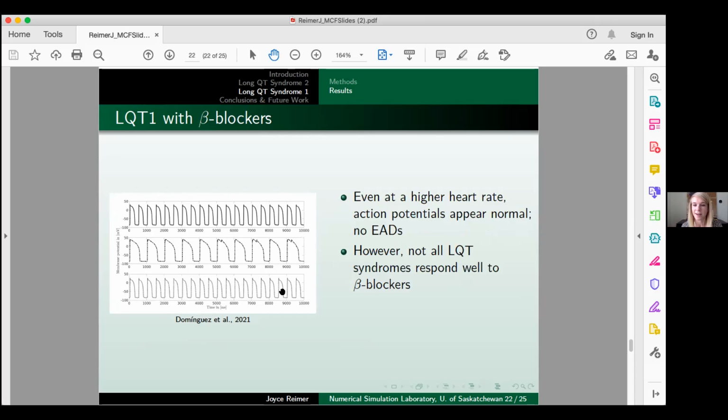So for both long QT2 and long QT1, we were able to simulate symptoms, triggers, and treatments. This is significant because not all LQT syndromes will respond well to the same medications. Even within a type of long QT syndrome, there are several different mutations that may all have particularities and respond differently to different treatments. So in doing these sorts of simulations, we can start to explore those particularities and perhaps determine what the best treatment is for a patient's specific type of long QT or their specific mutation.